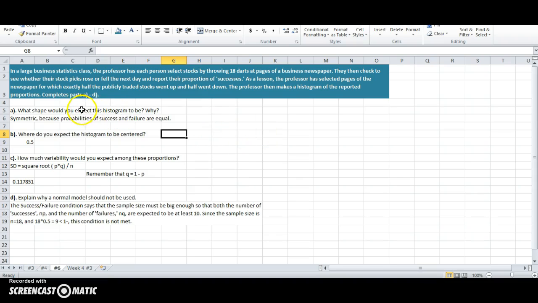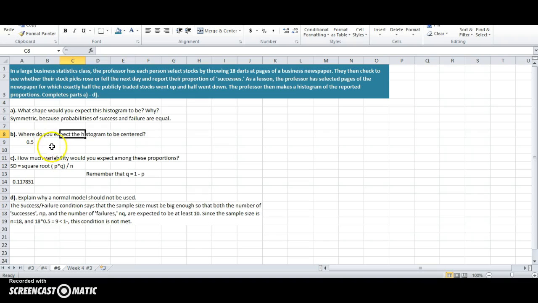Part A. What shape do you expect his or her histogram to be, and why? Well, it's symmetrical because the probabilities of success and failure are equal. Why? Well, remember in this key sentence, half went up and half went down. So essentially, it's almost like a coin: 50% probability of heads, 50% probability of tails. So that's a symmetrical distribution.